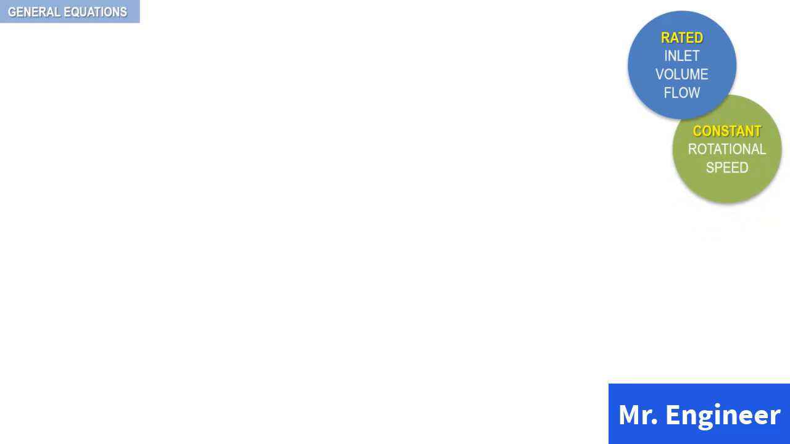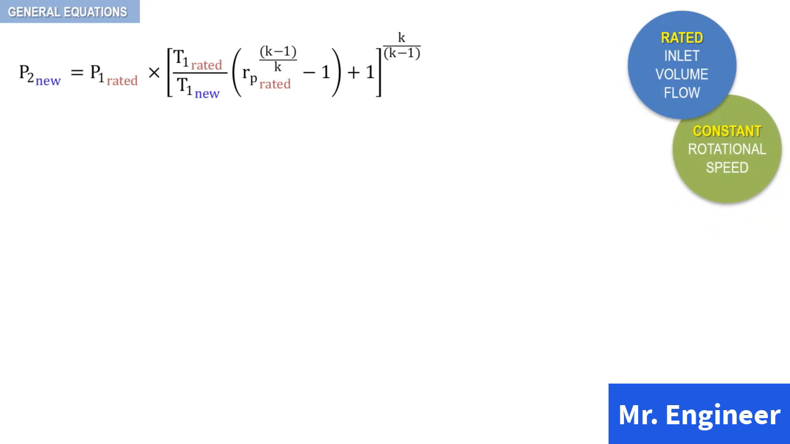Okay, we can now develop a general equation to determine the discharge pressure that results from a variation in any or all of the inlet conditions at rated inlet volume flow for constant rotational speed. Referring back to the equation we have seen in a previous video, we find that a similar approach would yield a general equation for changes in inlet conditions. If we assume that the ratio of specific heats and inlet volume flow are constant, the discharge pressure equation becomes as follows.